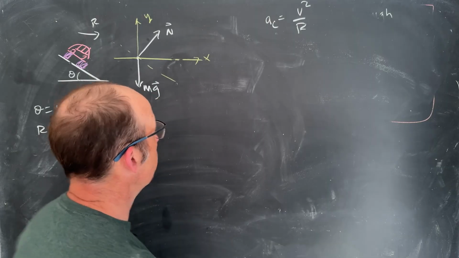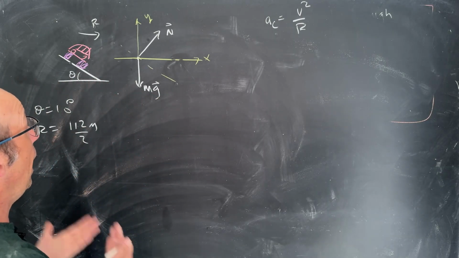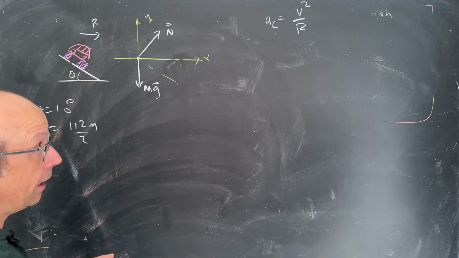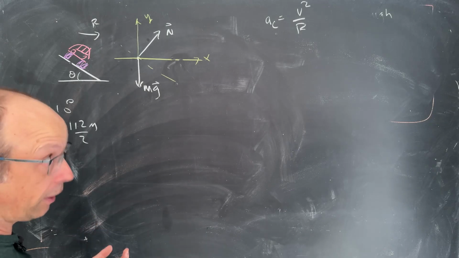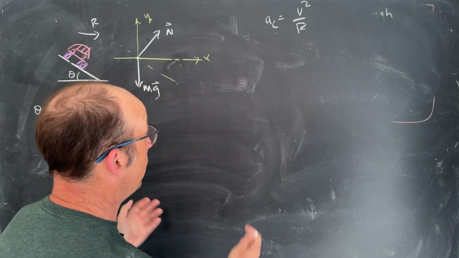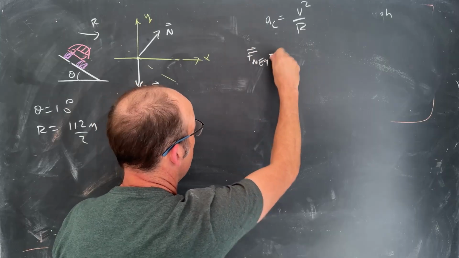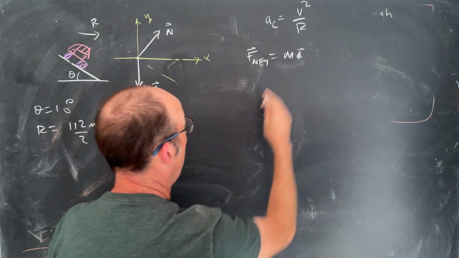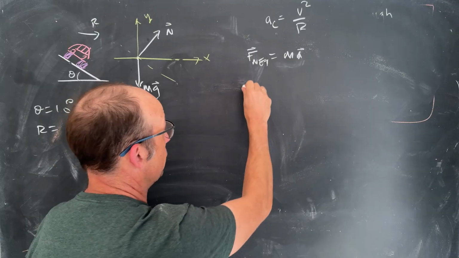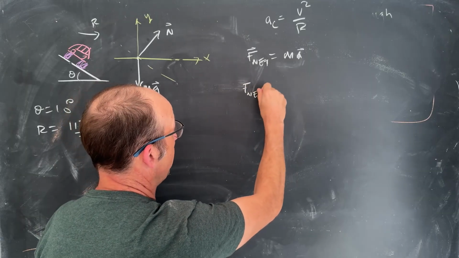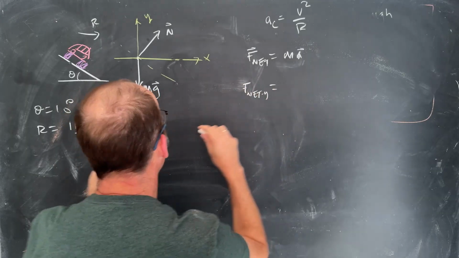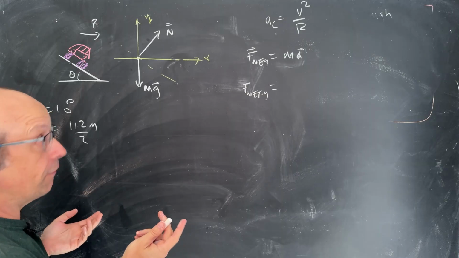Don't do that. So I have my two forces, I have my acceleration, I know my direction, and I pick my coordinate system. So now I can say F net, Newton's second law, mass times acceleration, and I'm going to write this in the x and the y direction. So F net in the y direction is going to be equal to, now we do need to do a little bit of algebra here.